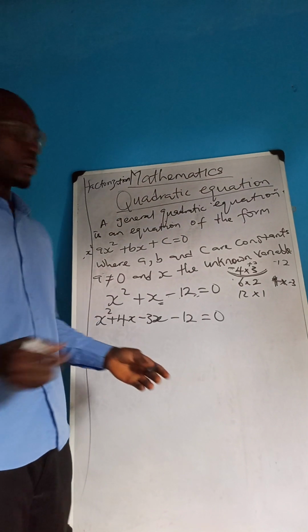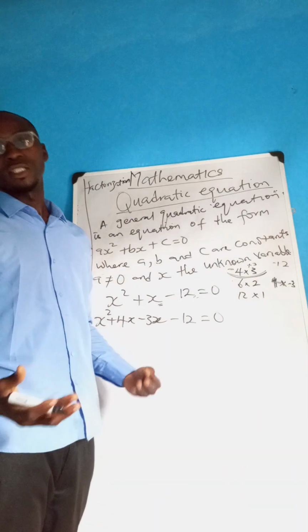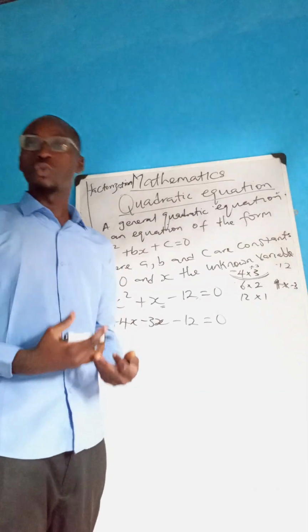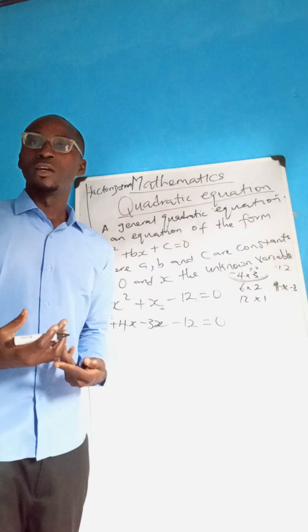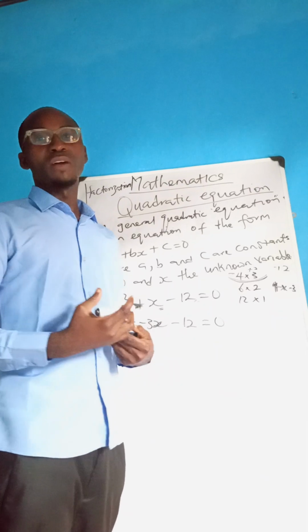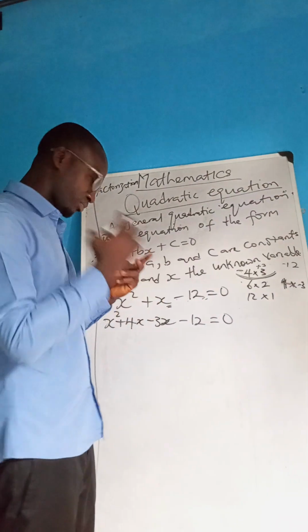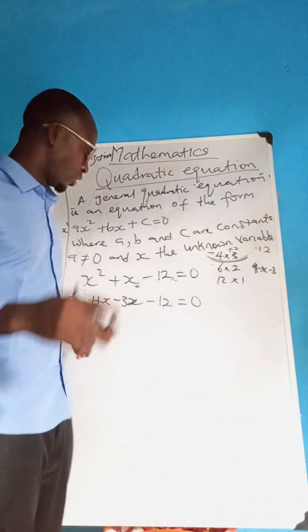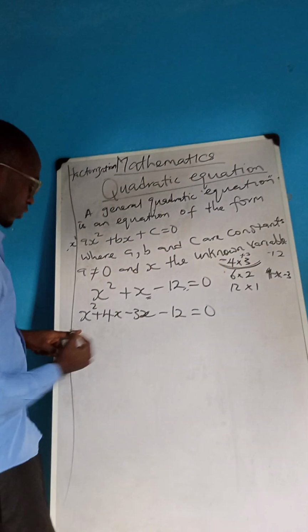There are different methods which we can apply to a quadratic equation. We have the factorization method, the completing the square method, the formula method, and lastly the graphical method. Here we are looking at the factorization method. Now we are going to factorize this.